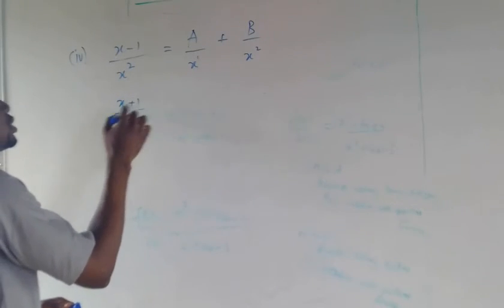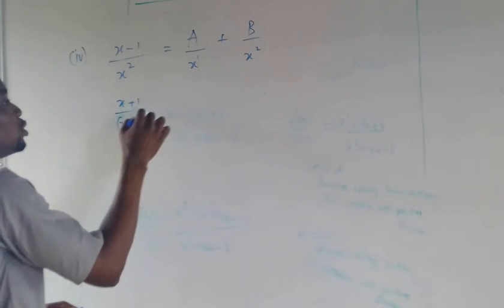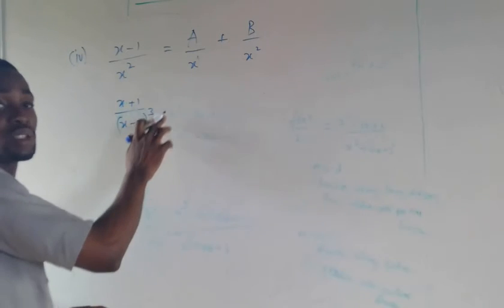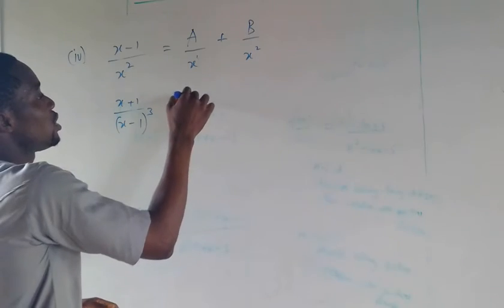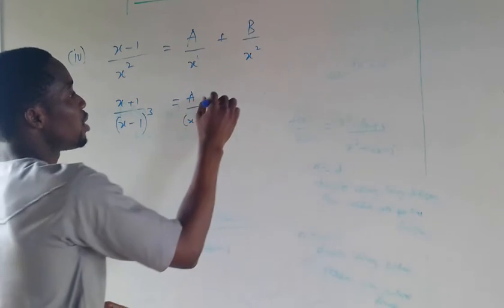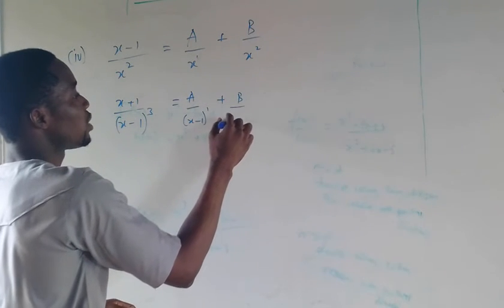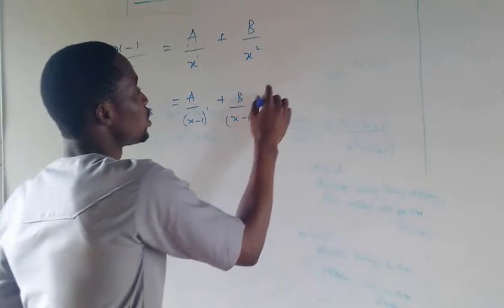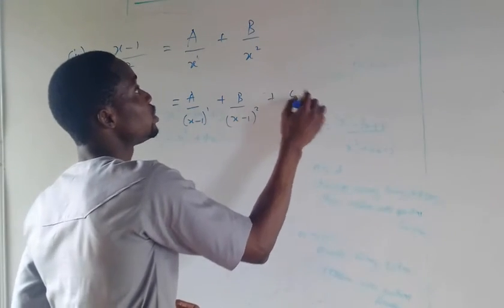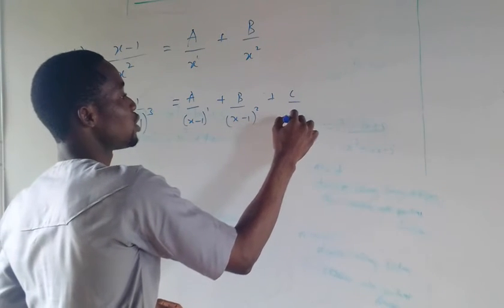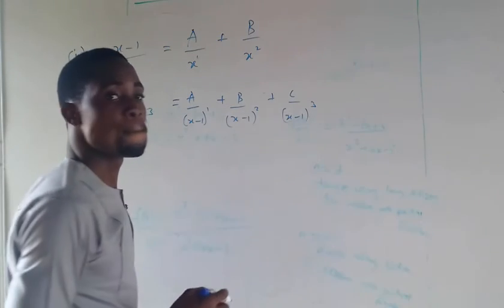Another type similar to this is something like x plus 1 over x minus 1 all cubed. Now in this case, x minus 1 is carrying the power of 3. So I'm going to have that as A over x minus 1 raised to power 1 as the initial power, plus B over x minus 1 raised to power 2 as the second power, plus C, which is the third constant, over x minus 1 all raised to power 3.